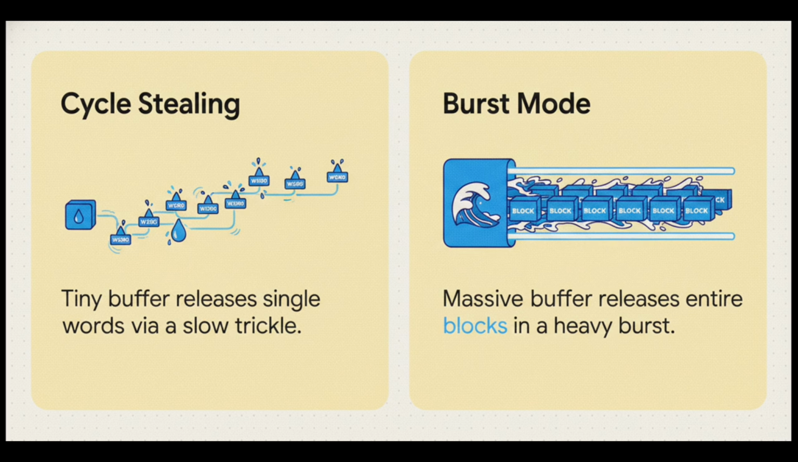Now, what's really interesting about this next concept is how we contrast the two DMA transfer strategies, which depend entirely on the hardware buffer size. If the buffer is small, it uses cycle stealing. The disk fills the tiny buffer, the DMA steals just one system bus cycle from the CPU to transfer that single word to memory, and then gives the bus right back. It happens word by word. But if the DMA has a large buffer, it uses burst mode. It waits for the slow disk to fill up a huge buffer, and then takes over the bus to transfer the entire block of data in one massive, uninterrupted bulk burst.